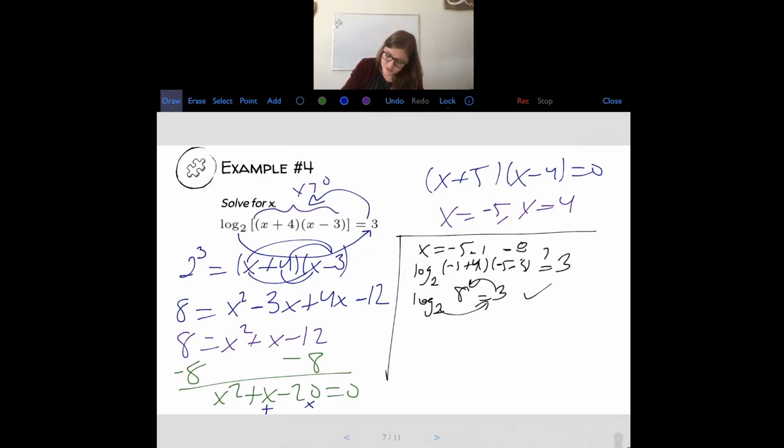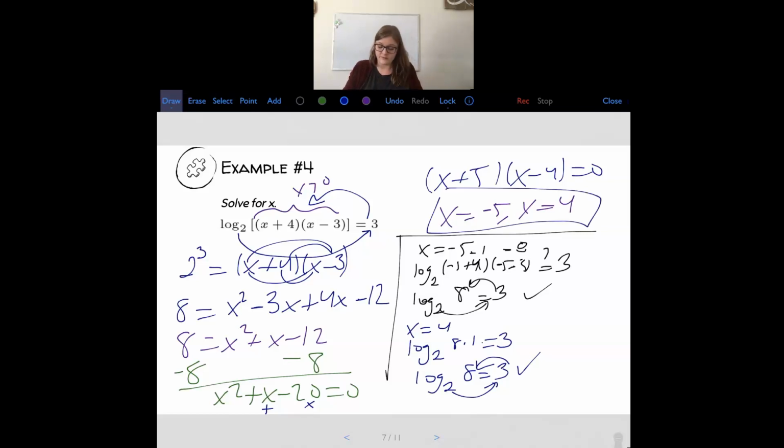Okay, we can also check x is equal to 4. So we have log base 2. If I plug in 4, 4 plus 4 is 8, times 4 minus 3 is 1, is equal to 3. And we have the same thing, where 2 to the third is equal to 8. So we do have two answers of negative 5 and 4.